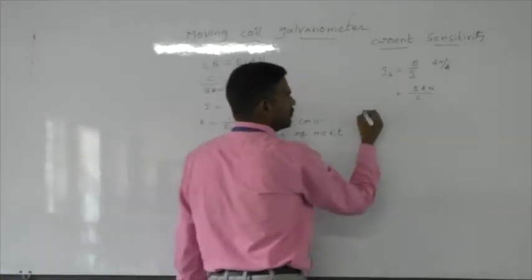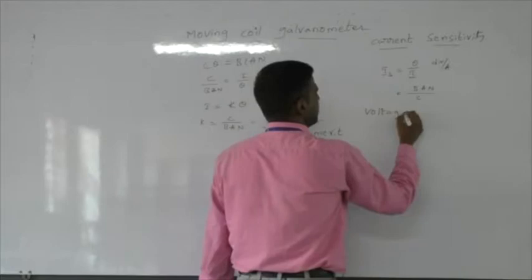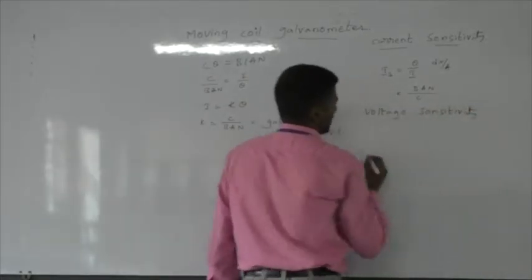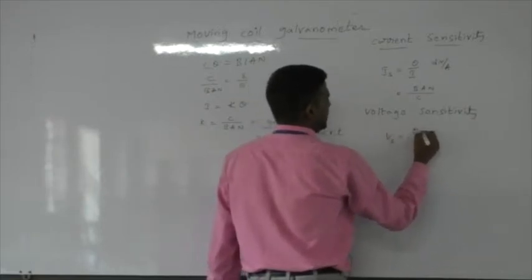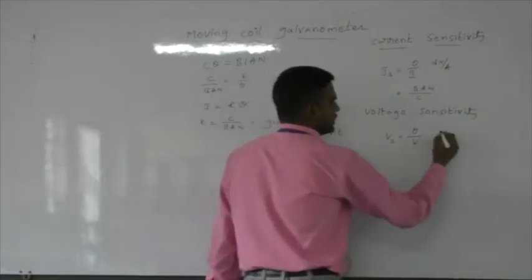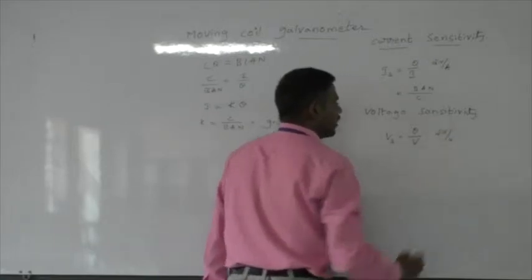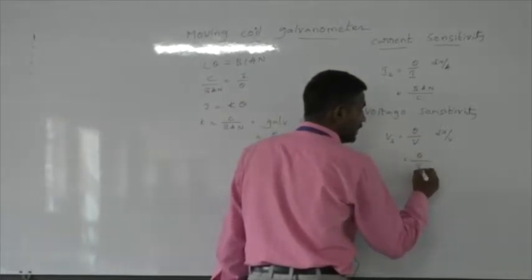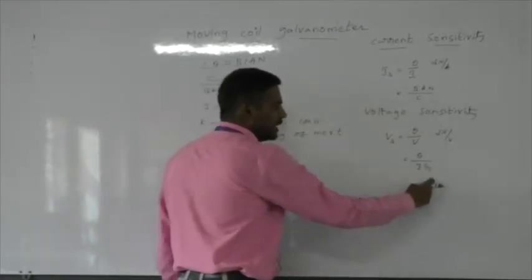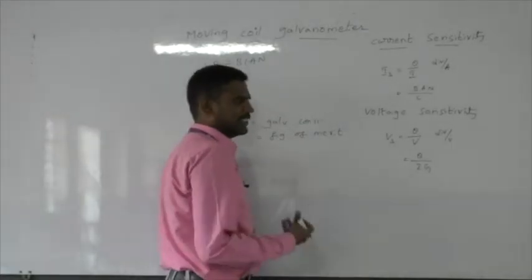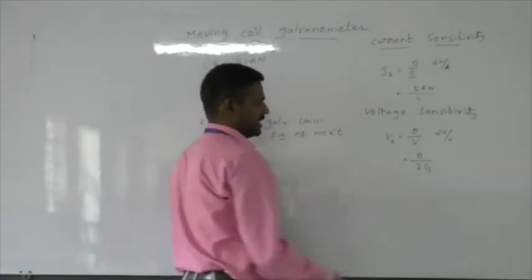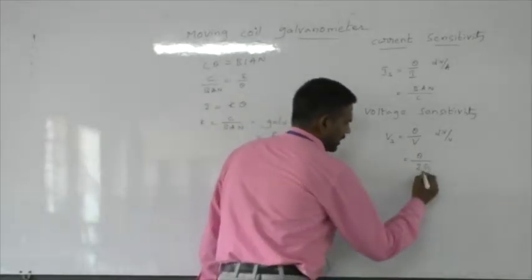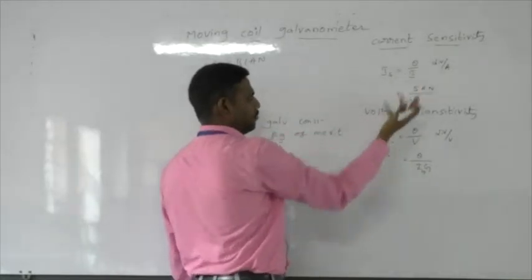The next term we have to define is the voltage sensitivity, Vs. That can be written as theta divided by V, which is measured in the unit divisions per volt. This can also be written as theta divided by I into G, where G is the resistance of the galvanometer, and I is the current going through the galvanometer, which I can sometimes also write as Ig. This Ig and I are both the same.